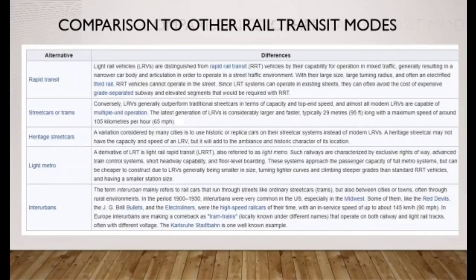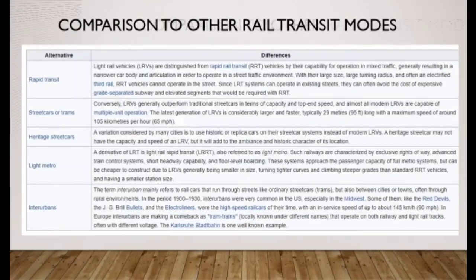At last we have interurbans. The term interurban mainly refers to rail cars that run through streets like ordinary streetcars or trams, as we all know, but also between cities or towns, often through rural environments.